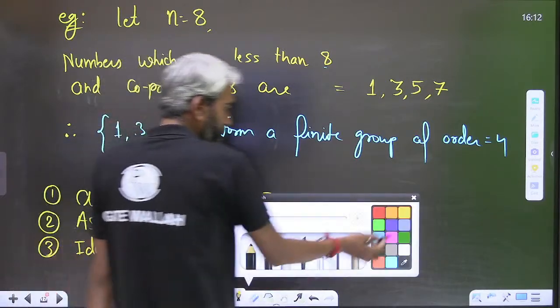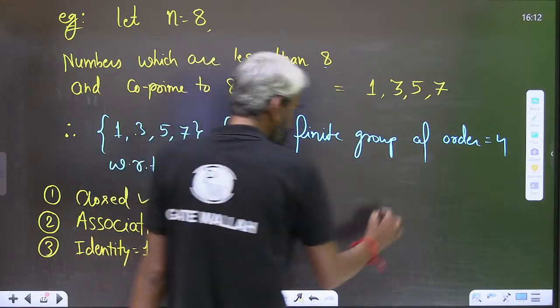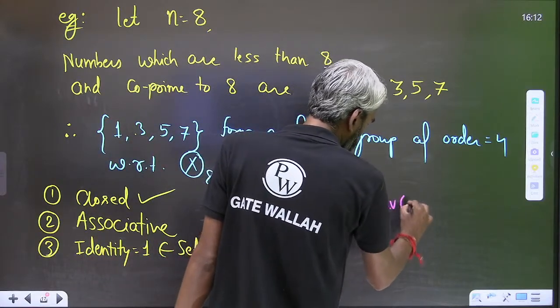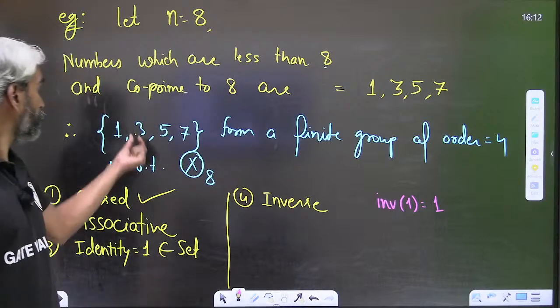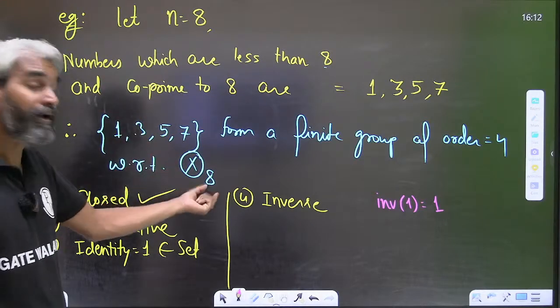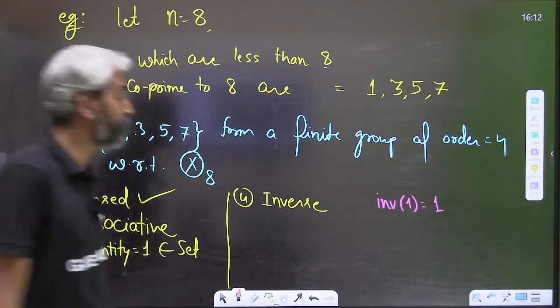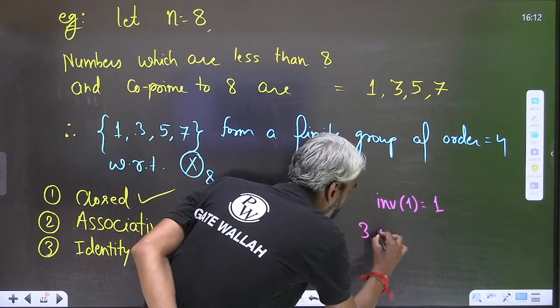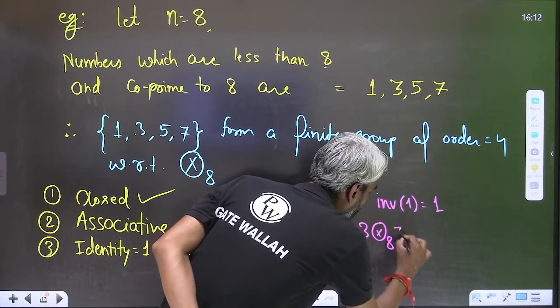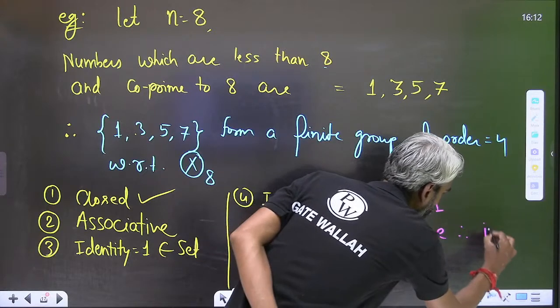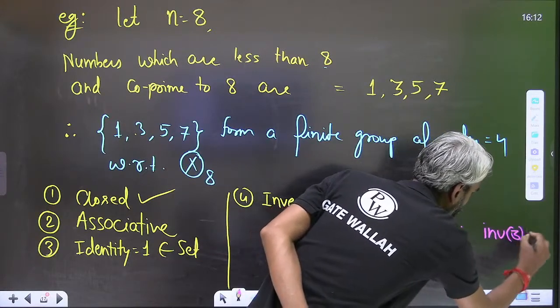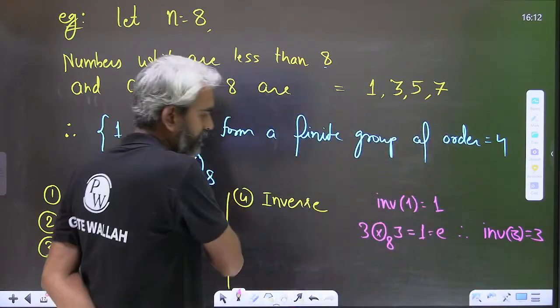So what do we know? Sir, 1 is the identity element. Therefore, inverse of 1 will be 1. Now please look at this. 3 3s are 9, divided by 8 the remainder will be 1, which is the identity element. So 3 multiplication modulo 8 with 3 is equal to 1, which is the identity element. Therefore, inverse of 3 is 3.